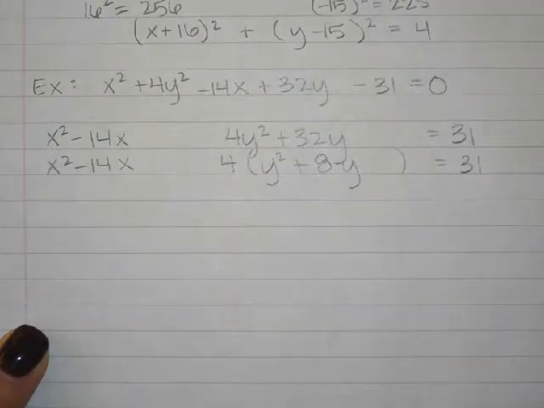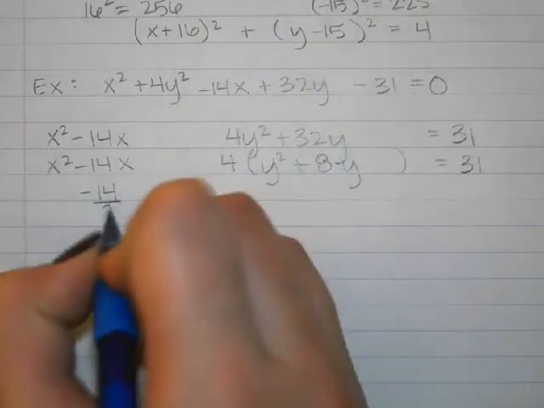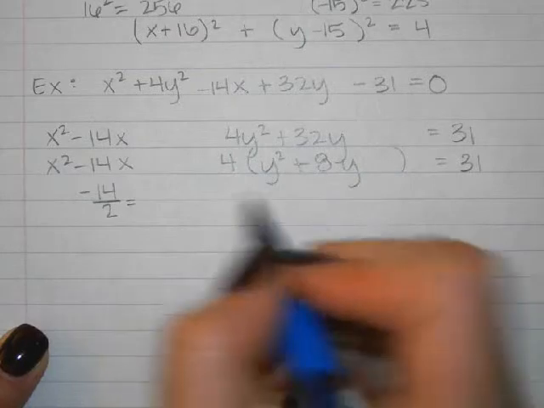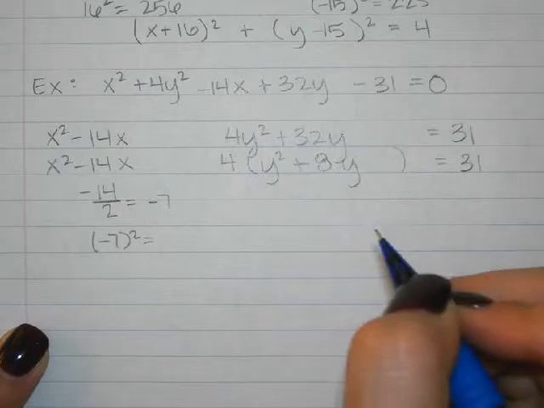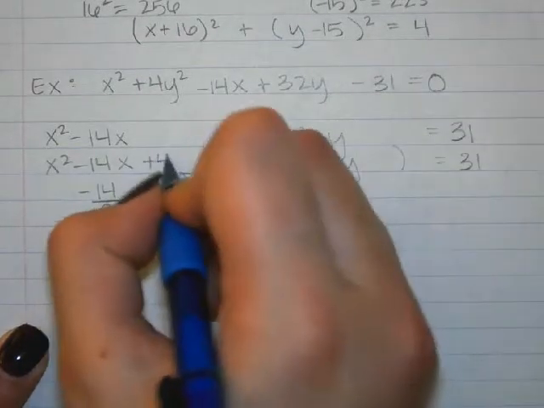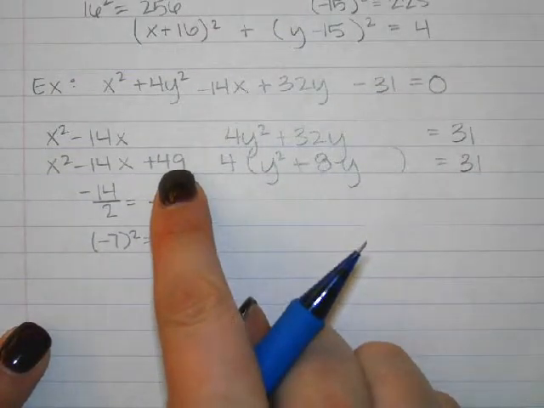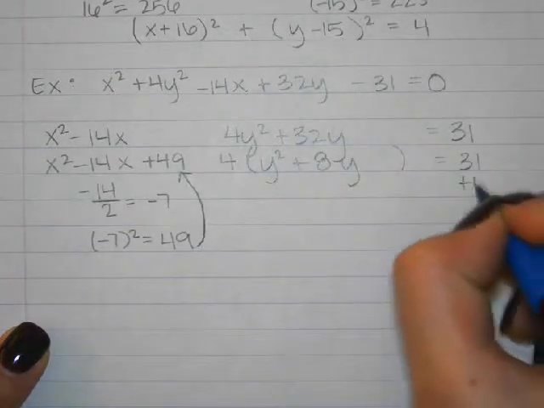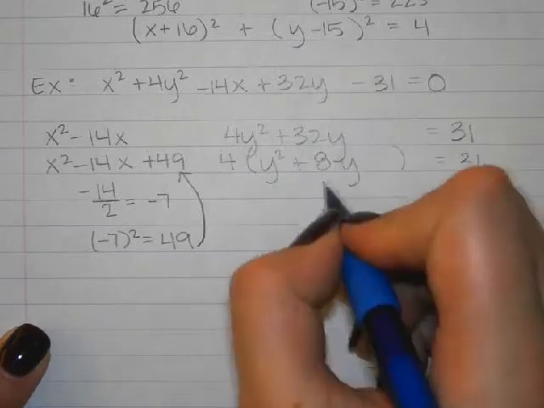And now we can go ahead and do the part where we divide by 2. So for this one, I'm going to say negative 14 divided by 2 is negative 7. Negative 7 squared is 49. So 49 is the number that completes the square. And since I added 49 to the left side of the equation, I also have to add 49 to the right side of the equation. Okay. And then for this one, we'll do the same thing.